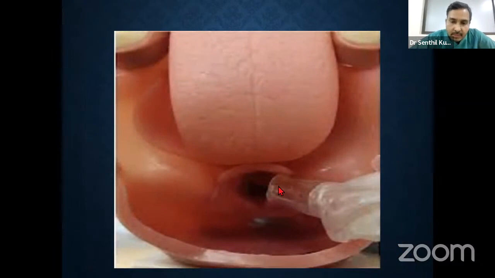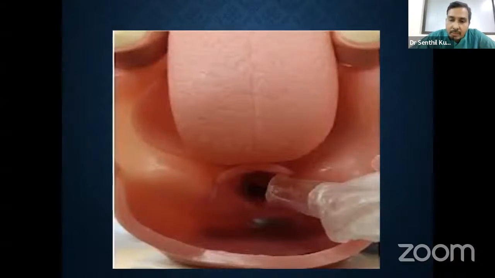Second important thing, as I said earlier, you can see that when the bevel is there, you will be able to see it passing through the vocal cords. That's the purpose of the bevel: easy passage as well as visualization during intubation.